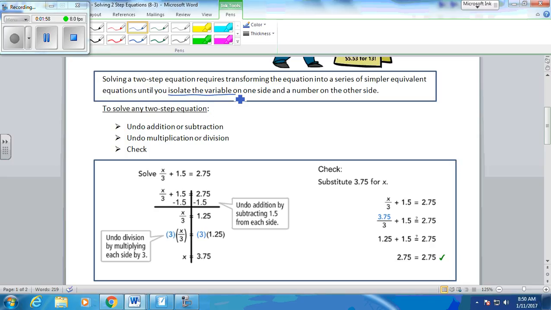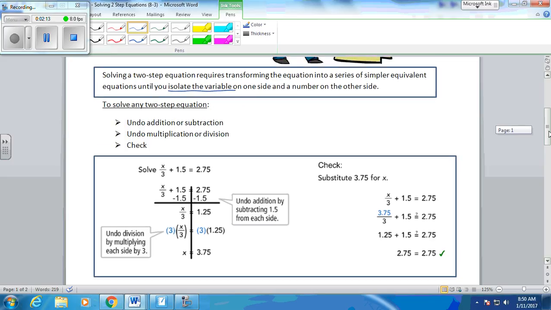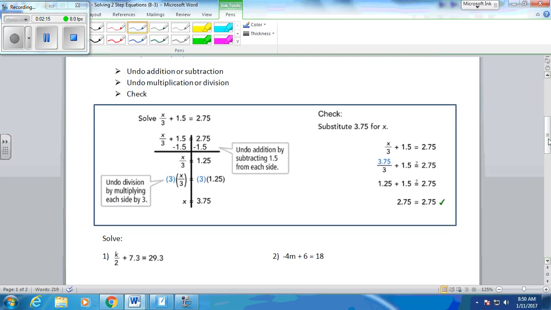So they're telling us to solve any two-step equation, you first must undo any addition or subtraction, then undo any multiplication or division, and then, the beauty of equations, we can check to see if we have the correct answer. So they're giving us a complete example here. They're giving us this equation, and then I am walking you through exactly how to solve it.